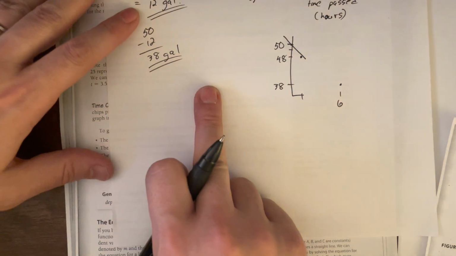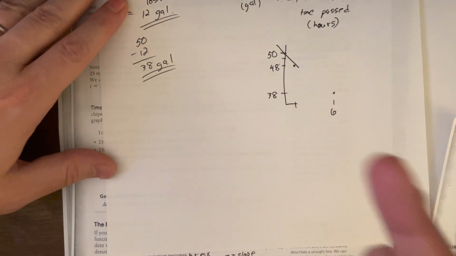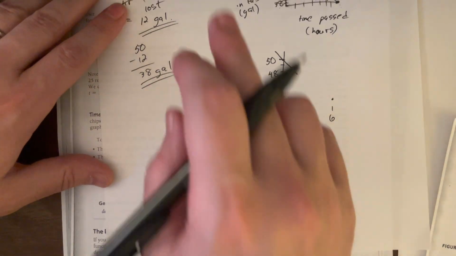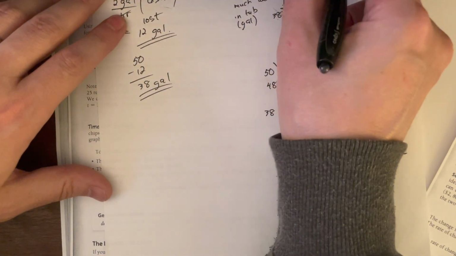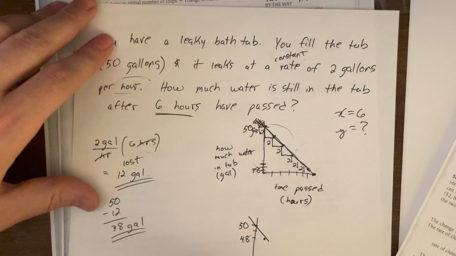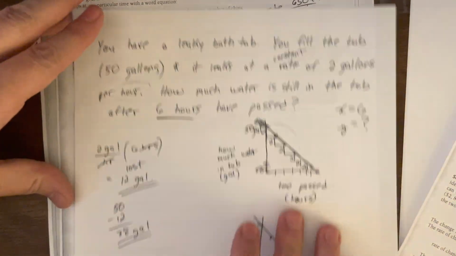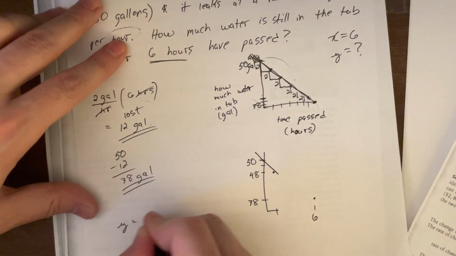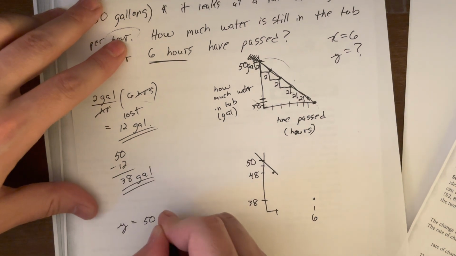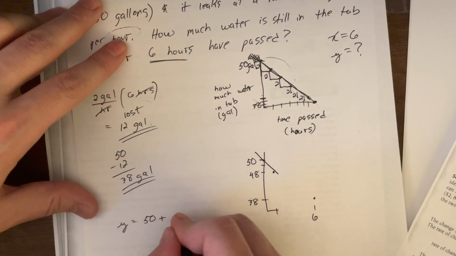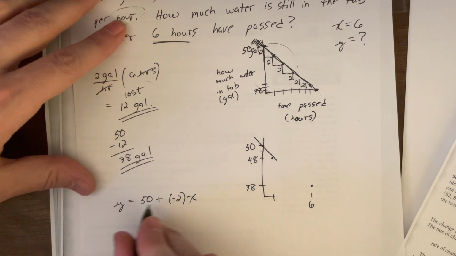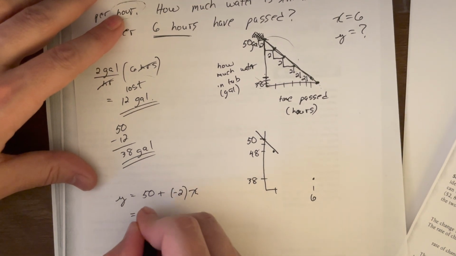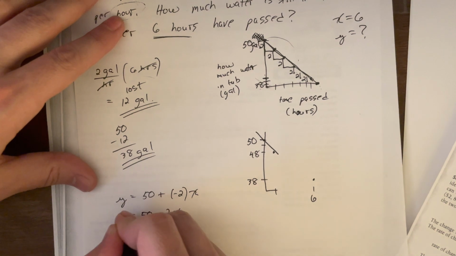With the information we were given, we can do that same thing. My leaky bathtub leaks at a constant rate of 2 gallons per hour, and we initially filled the tub with 50 gallons. y equals the initial 50 gallons plus a negative 2 times x. Now, some people remember that plus a minus, you could just make that 50 minus 2x.